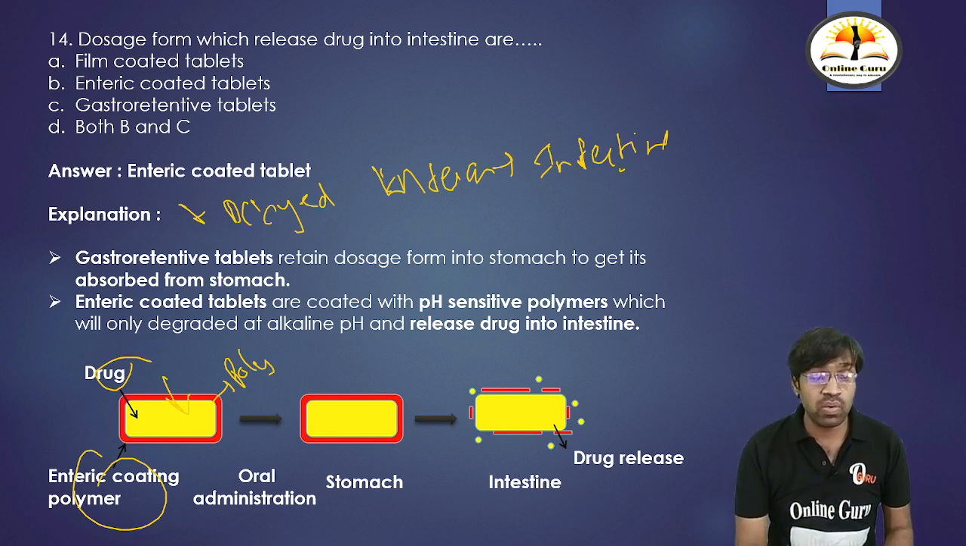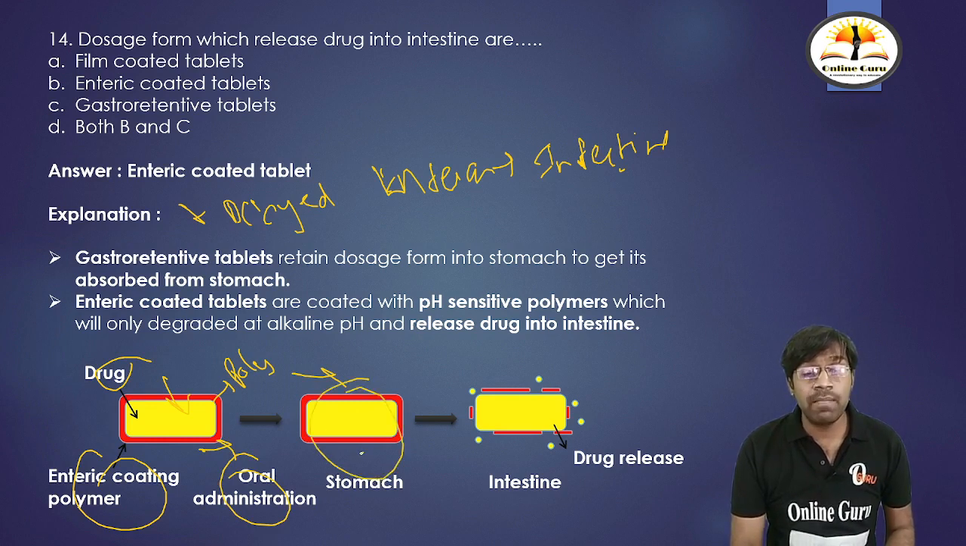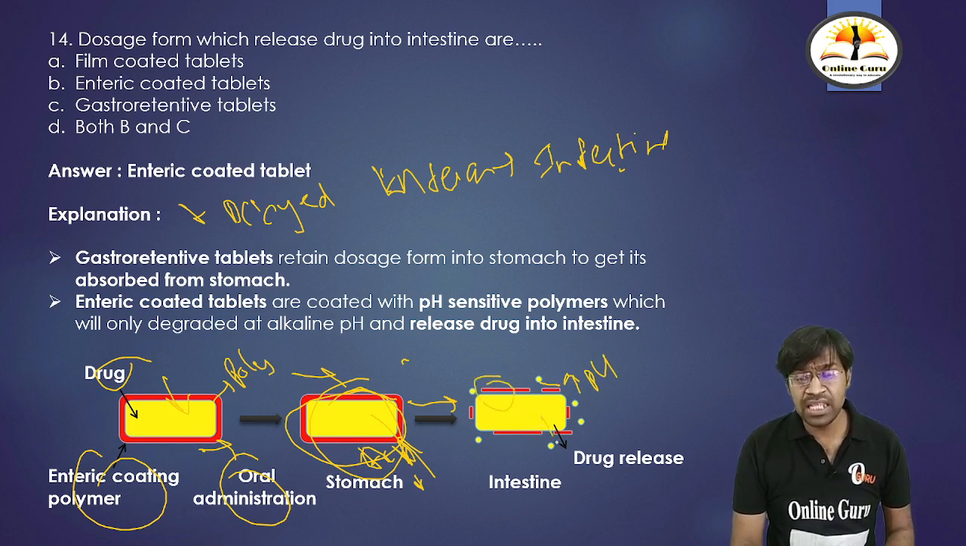Okay. See here, when we are going to take this drug orally via oral administration, this tablet has reached into the stomach. In the stomach at the acidic pH, there is no impact of the low pH, that is acidic pH, on this particular polymer. Hence the drug is not going to release its contents into the stomach. But when this drug will go into the intestine after the gastric emptying time, this polymer at an increased pH, that is intestinal pH, alkaline pH, is going to get degraded and this drug is going to get released into the intestine.